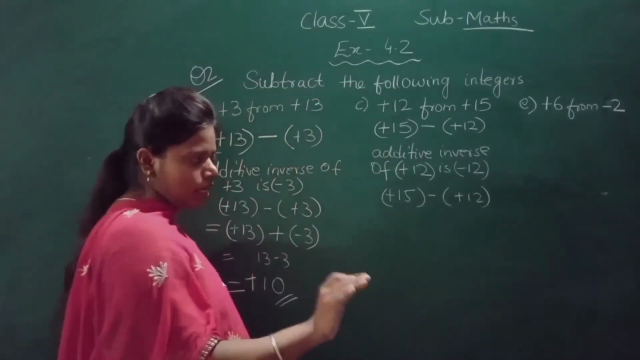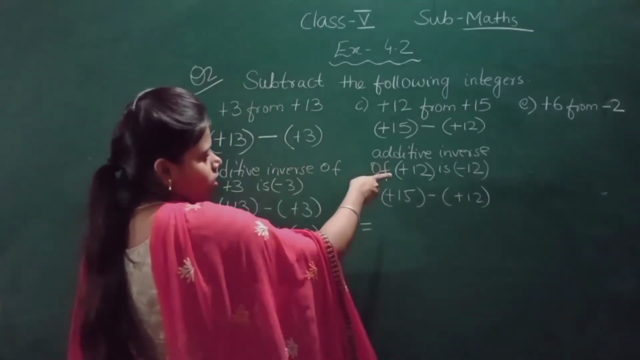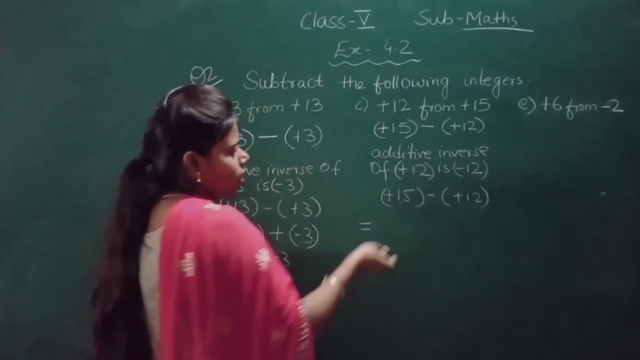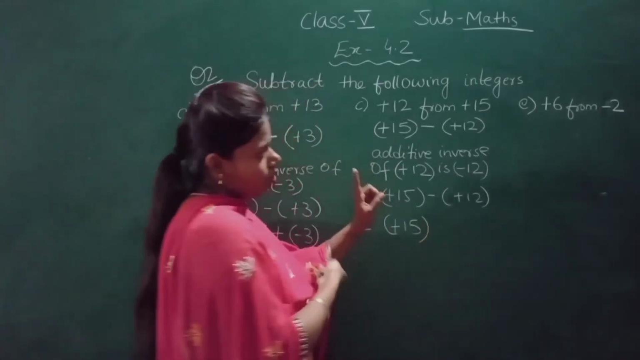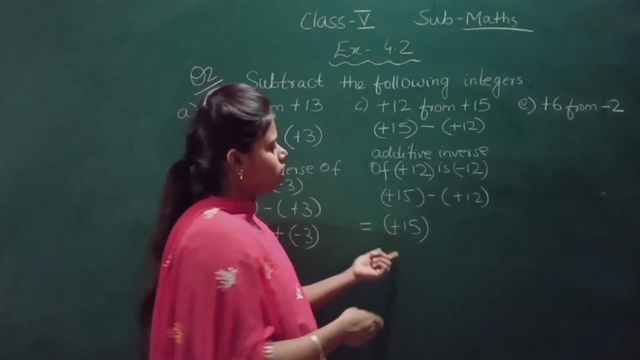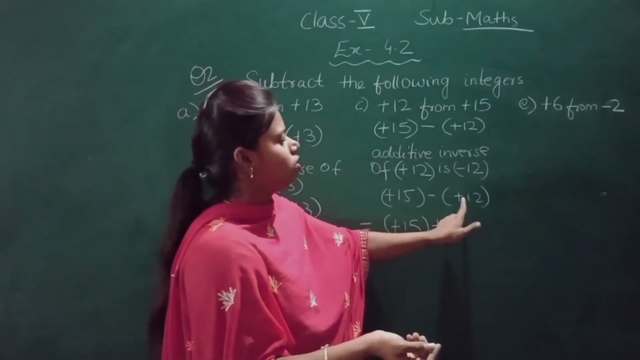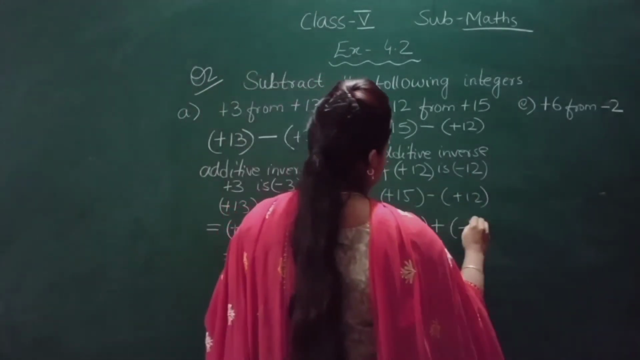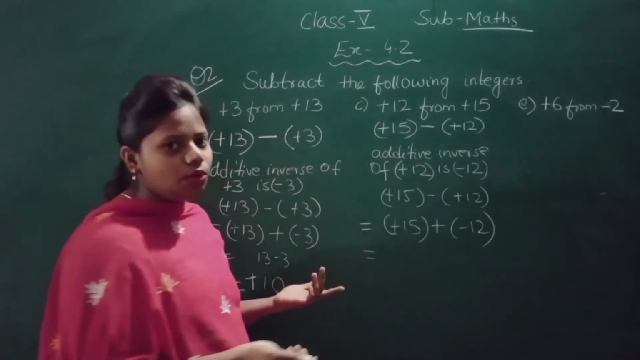Now let's copy the same question, done. Okay, now only two steps. First step was to find the additive inverse, we have done. Second step is what? Copy the same number. Minus will change to plus, and you write the additive inverse of plus 12. What is it? It is minus 12.